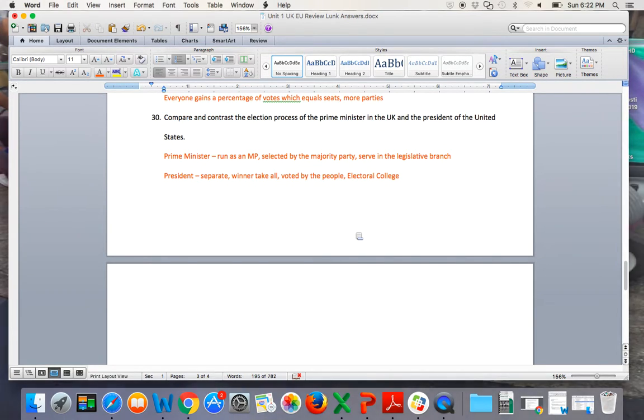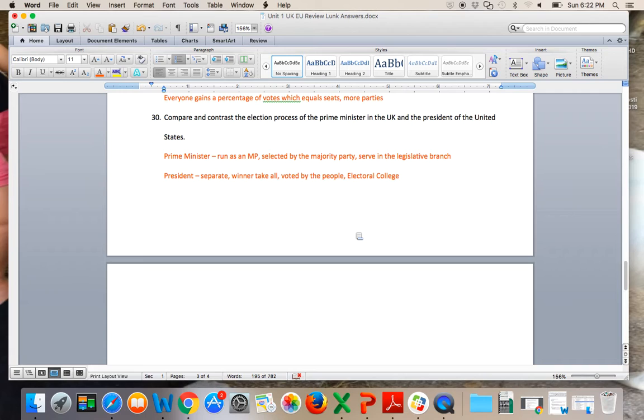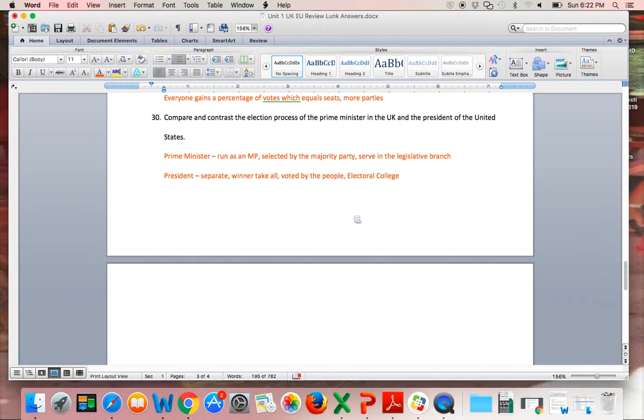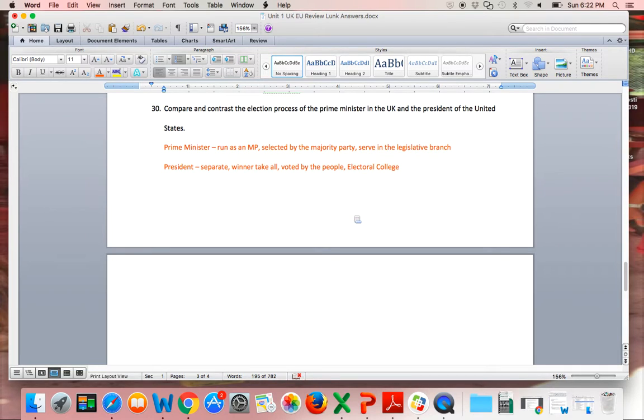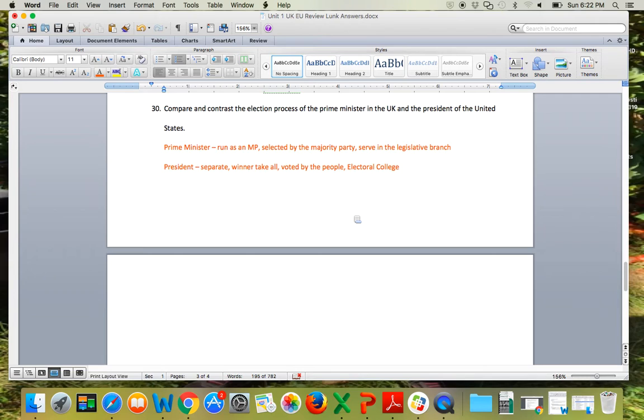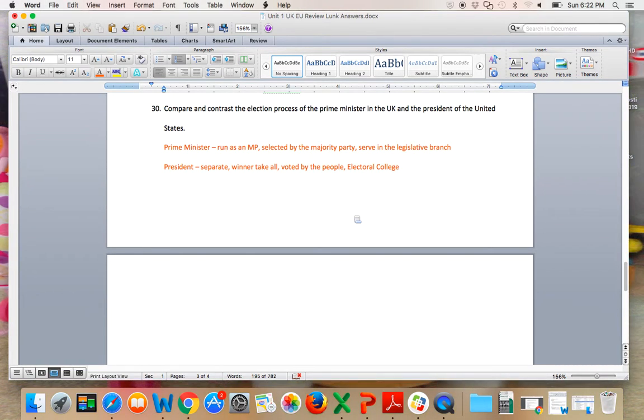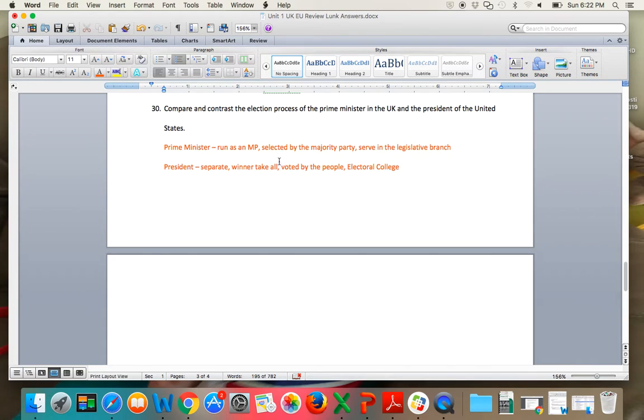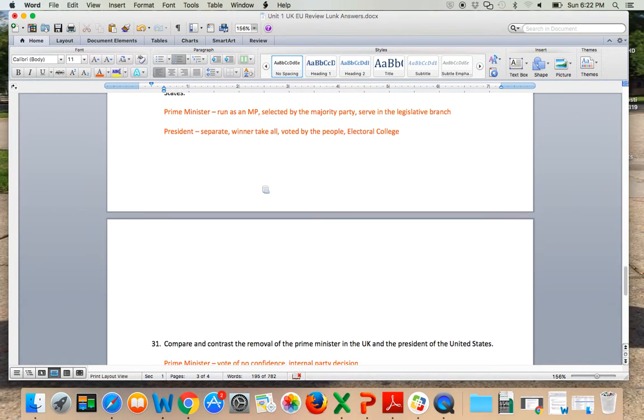Just comparing and contrasting different systems. We know about the United States system versus the UK. So the Prime Minister runs as an MP, gets elected into the legislative body, and then is selected by the majority party to serve as the Prime Minister, versus the President, who is separate, operating on his or her own, runs in their own election, winner take all, and is elected by the people.